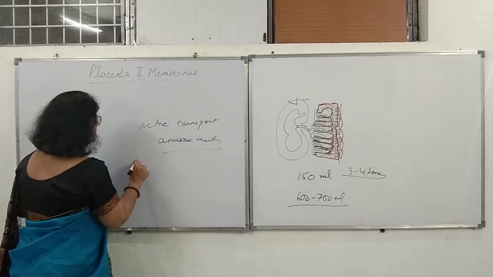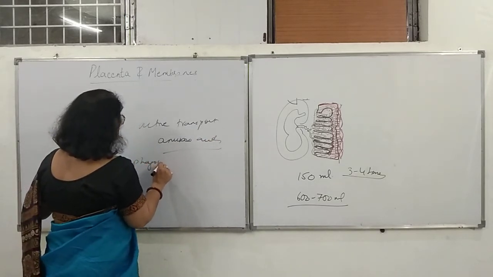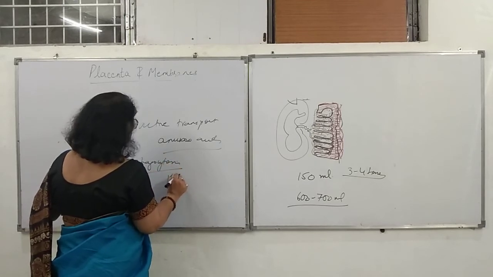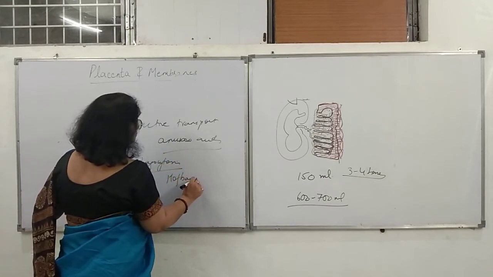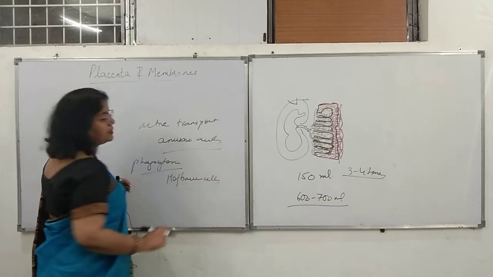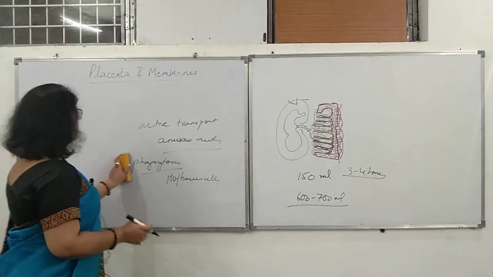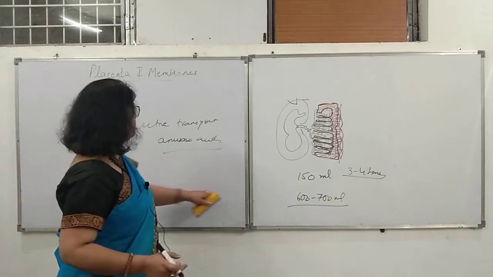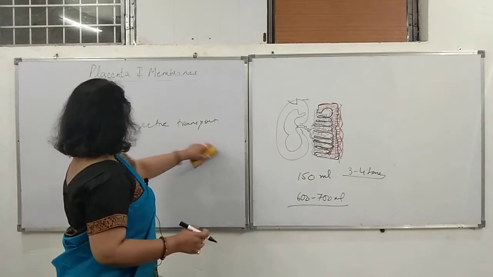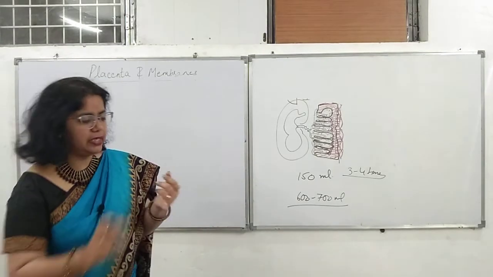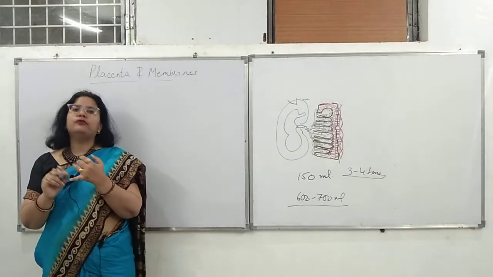Also, phagocytosis, which we have already discussed, is done by Hofbauer cells for IgG, especially in the later part of pregnancy. Maternal immunoglobulins are given to the fetus by this method. Active transport includes amino acids as well as iron, calcium, and phosphorus.